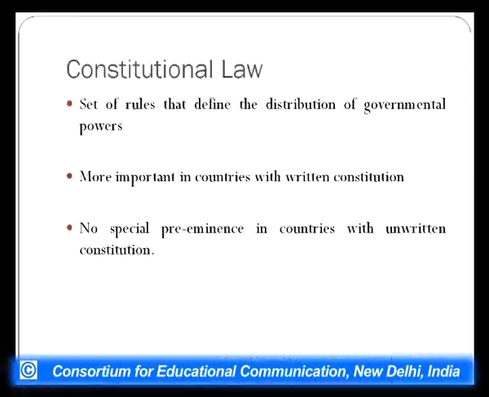Now, if you look at constitutional law, if we talk about different kinds of laws in a country, constitutional law is the set of rules that define the distribution of governmental powers as per the constitution. Now these constitutional laws become very important in countries with written constitution. In countries following unwritten constitution, it may not be so preeminent. Like it is said in the last point, no special preeminence in countries with unwritten constitution. So constitutional law basically is the eminent law in a country with a written, entrenched and rigid constitution.